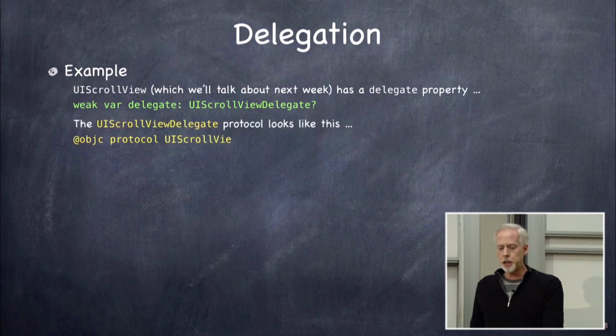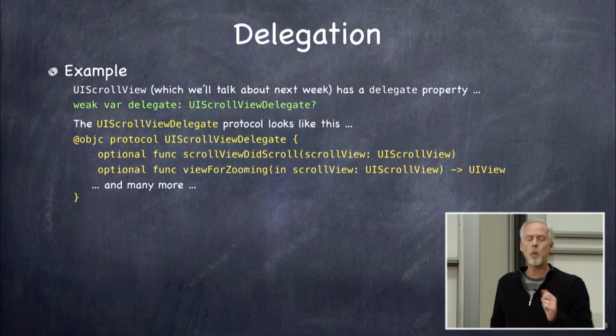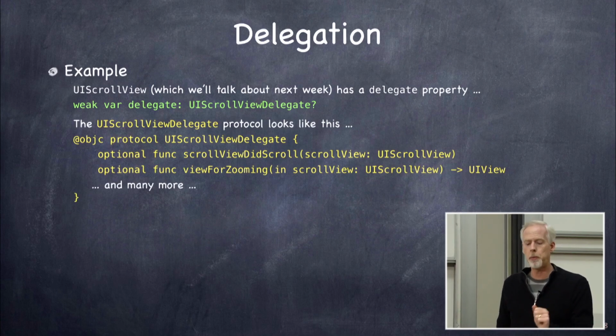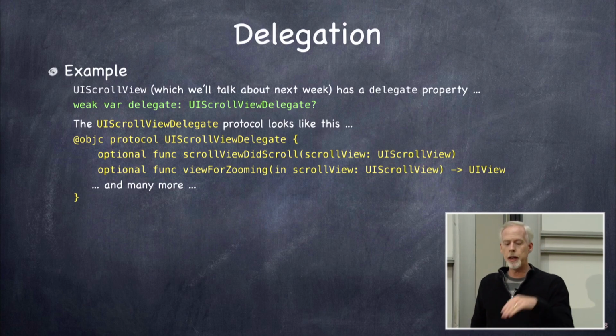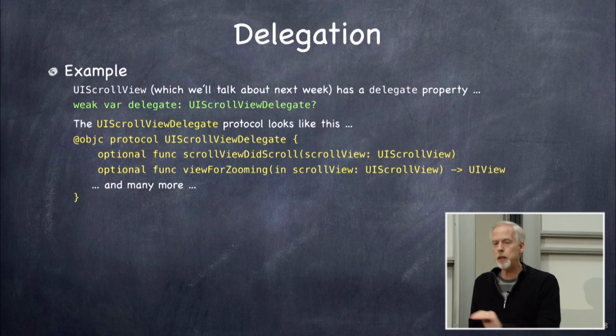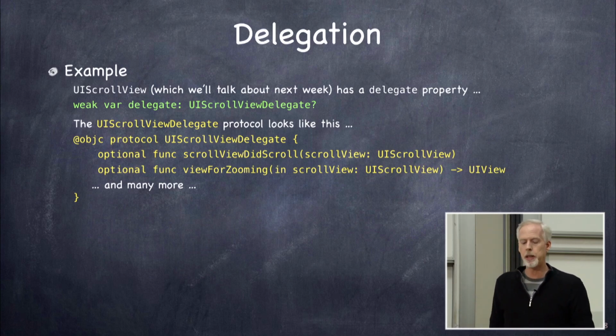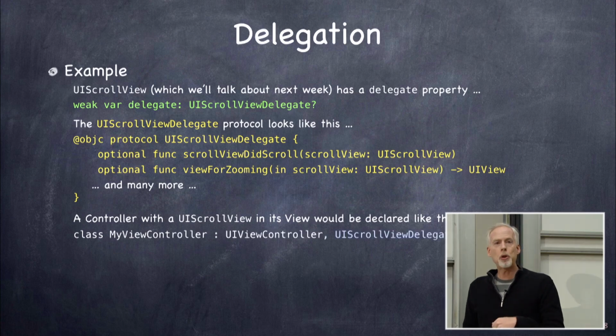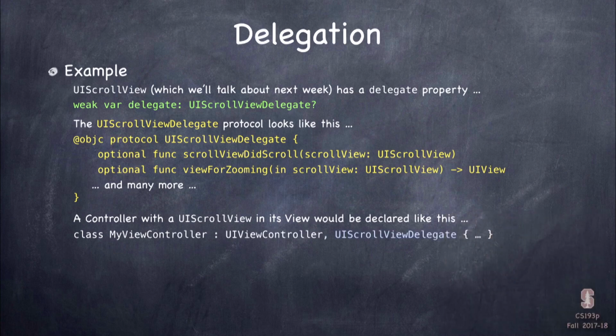This is the delegate. It's of type UI scroll view delegate. This is what that protocol looks like. It's an Objective-C protocol. It's called UI scroll view delegate, and it's got all those funcs in there. Scroll view did scroll to here. Give me the view for zooming over here. It's got about 15 of them in there if you go look at the documentation. So now the controller comes along, my view controller, and it puts comma UI scroll view delegate on the end and it's claiming I implement that protocol.